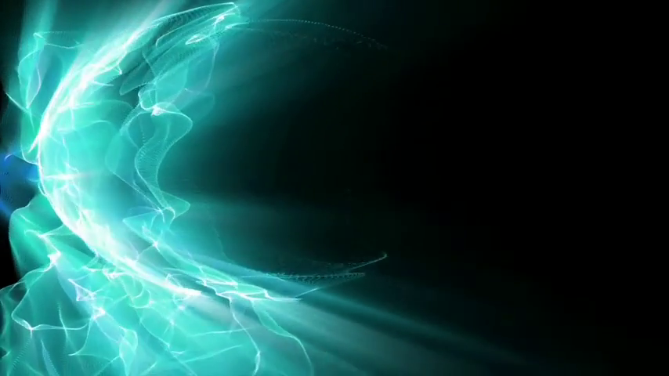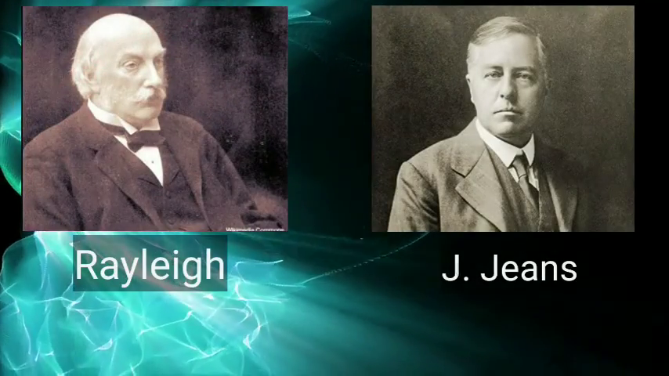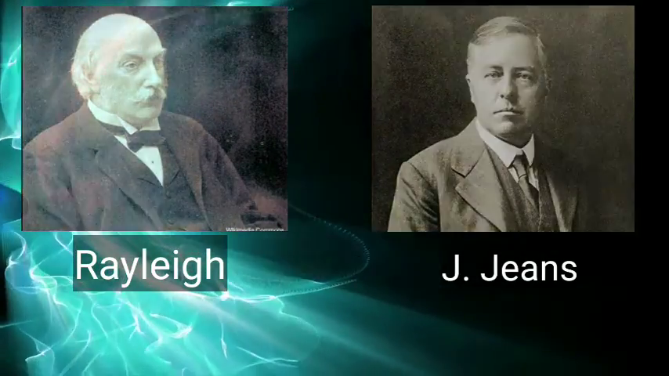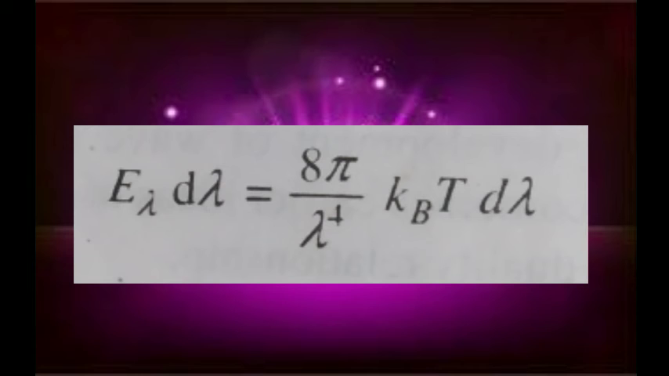Using classical concepts that a blackbody radiator emits radiation of continuously varying wavelengths from 0 to infinity, Rayleigh and Jeans derived an expression for the radiated energy per unit volume, energy density E, in the wavelength range lambda to lambda plus d lambda, as E d lambda equals 8 pi divided by lambda to the power 4 multiplied by kT d lambda.